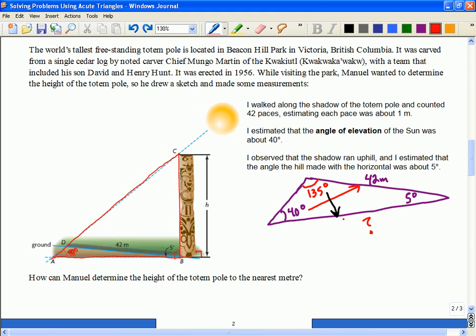We'll call this side AB. So AB over the sine of 135 is equal to 42 over the sine of 40.